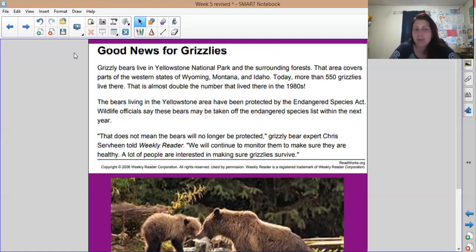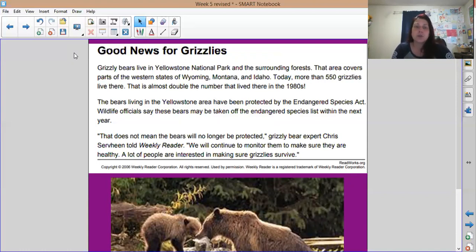It says that does not mean the bears will no longer be protected, grizzly bear expert Chris Serhine told Weekly Reader. We will continue to monitor them to make sure they are healthy. A lot of people are interested in making sure grizzlies survive. So even after the population comes up far enough for them to say, okay, we're good, they're not endangered anymore, they're still going to monitor them, which means they're going to observe. We've used that word before, to watch carefully, right? They're going to observe them.